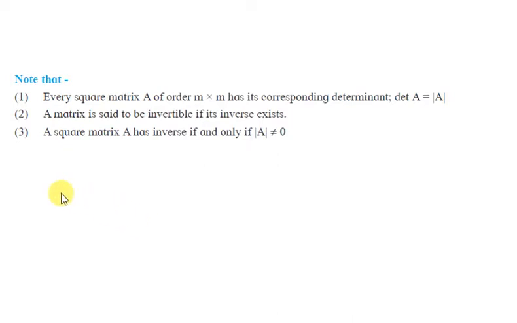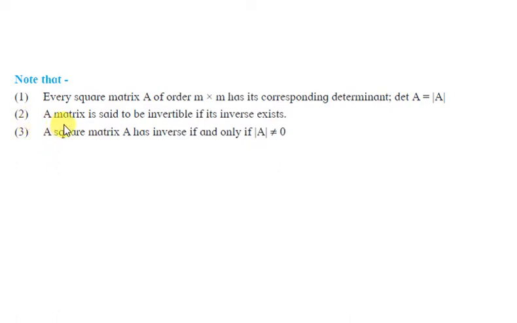For finding the inverse, see here some notes we have to follow. Every square matrix A of order M by M has its corresponding determinant, determinant of A. Because of that, whenever you are finding the inverse, the matrix A must be a square matrix. Then only the determinant is possible.